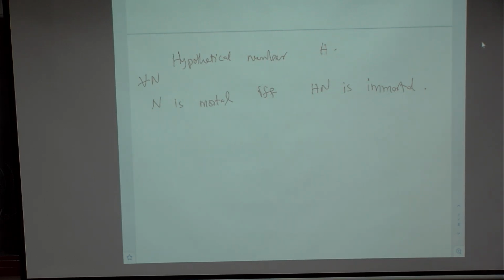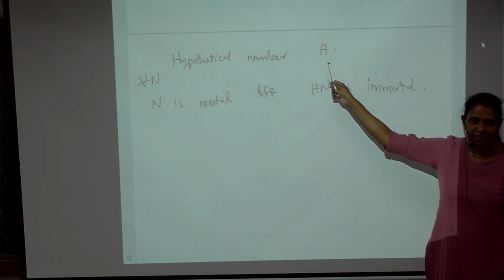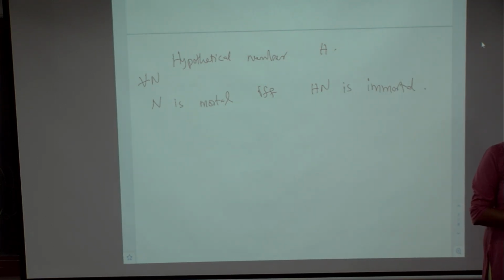So if we could invent such a hypothetical number h, then we can solve this problem of checking whether a number is mortal or not. Now our next task is to show that there is no such hypothetical number h.